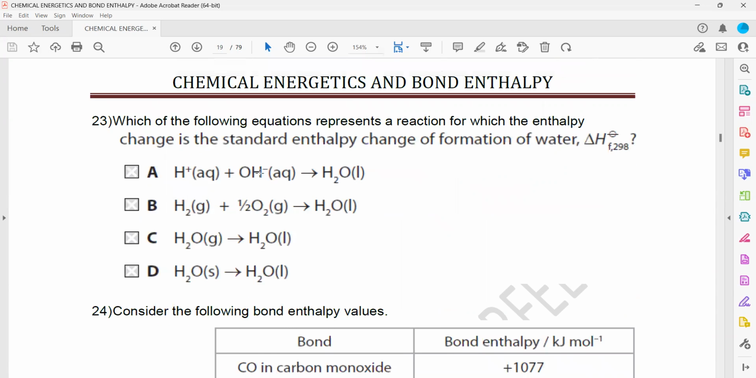Which of the following equations represents a reaction for which the enthalpy change is a standard enthalpy change of formation? So formation means when elements form a compound, that is called a formation. And we should get the standard state. This cannot be because ions are there. Here, the element forms a compound. Here, it's not elements. Here, elements are there in the reactant forming a product. That's why it is a formation.